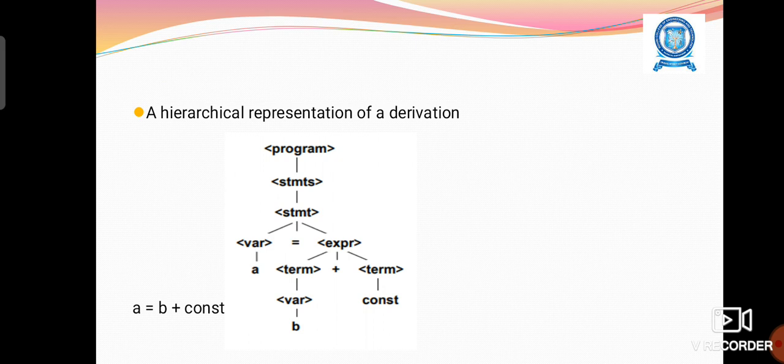First of all, for program we substitute statements, then we substitute a single statement for statements, then statement is replaced by variable equals expression, then we substitute A for variable. Expression is expanded by term plus term, then we substitute variable for term, and constant for the other term, then finally we substitute B for variable, and we get the statement A equals B plus constant. So we can also represent the derivation in the form of a tree. This tree is called a parse tree.